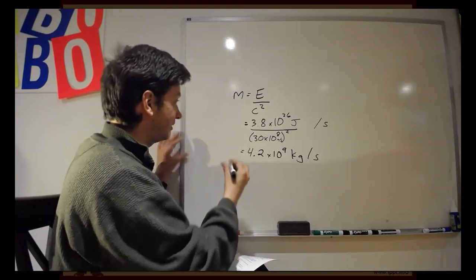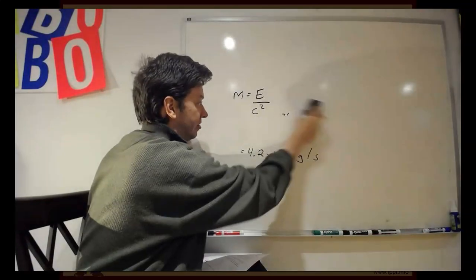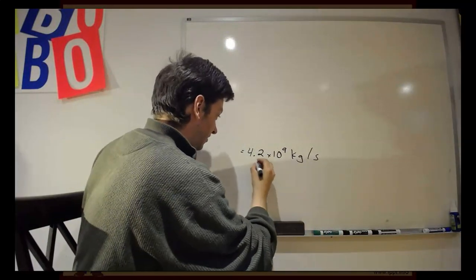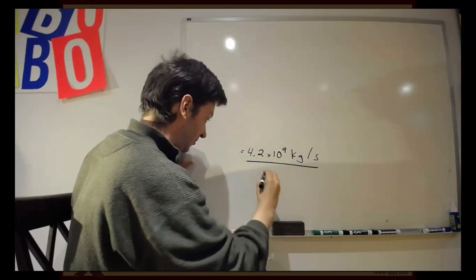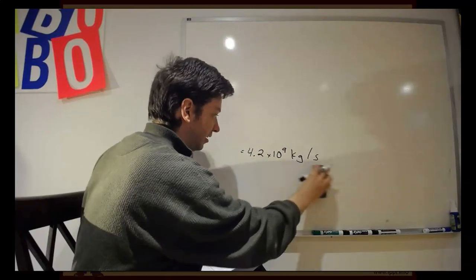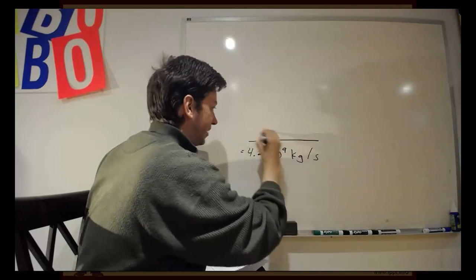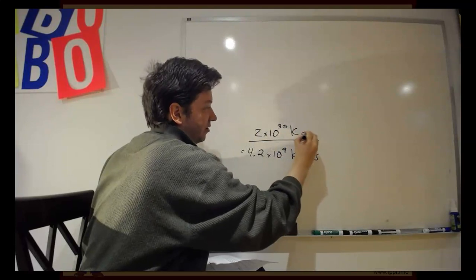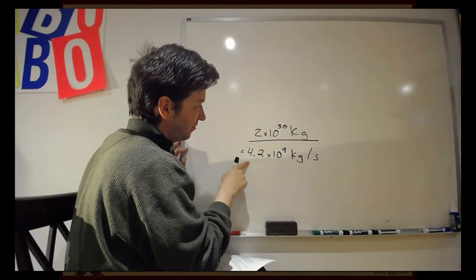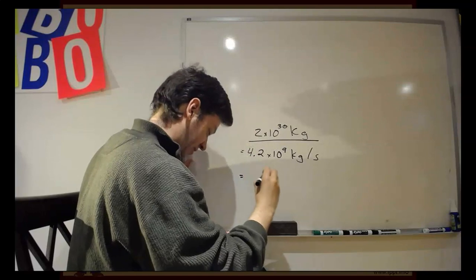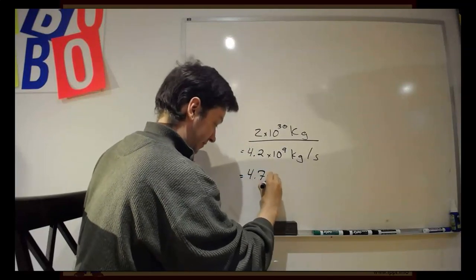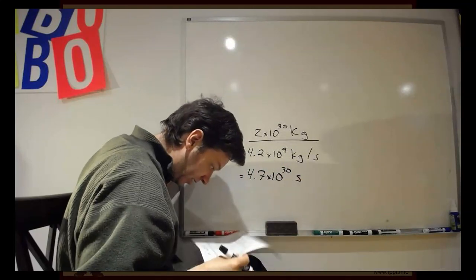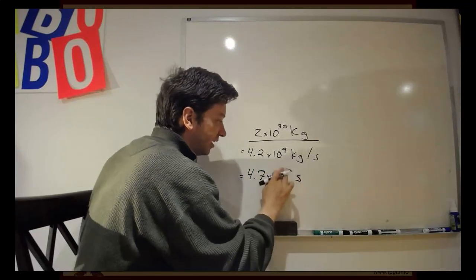All right. Well, let's take this value here, which is what it loses every second, and divide that by how much mass we actually have. Oh no, sorry. Total mass, which is 2 times 10 to the 30 kilograms. So that's how much it has, and this is how much it loses every second. And so it would take 4.7 times 10 to the 20 seconds. Can't read my own writing. I think I wrote 20.